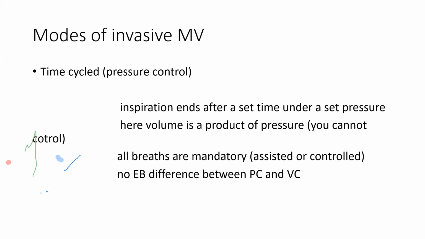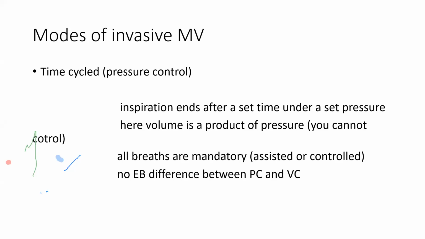We call it also pressure control because here the target is pressure, not volume. So you inflate the alveoli to a certain pressure that you have chosen during your settings. Now, choosing pressure will make the volume a consequence. It is the opposite. Again, you cannot control both. So on pressure control, you need to keep an eye on volume, but you cannot control it.